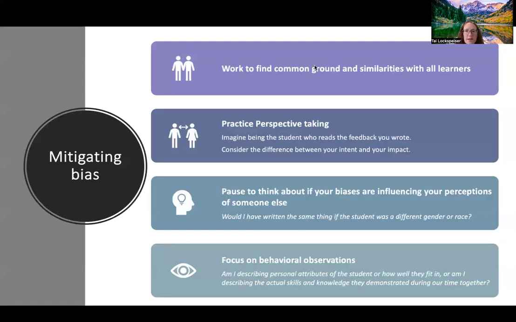In addition, we want to think about how bias influences our work in completing evaluations. There's a full separate video about equity and assessment that you can watch on the AEO website. But these 4 principles are some of the key things that help us to mitigate bias in assessment.